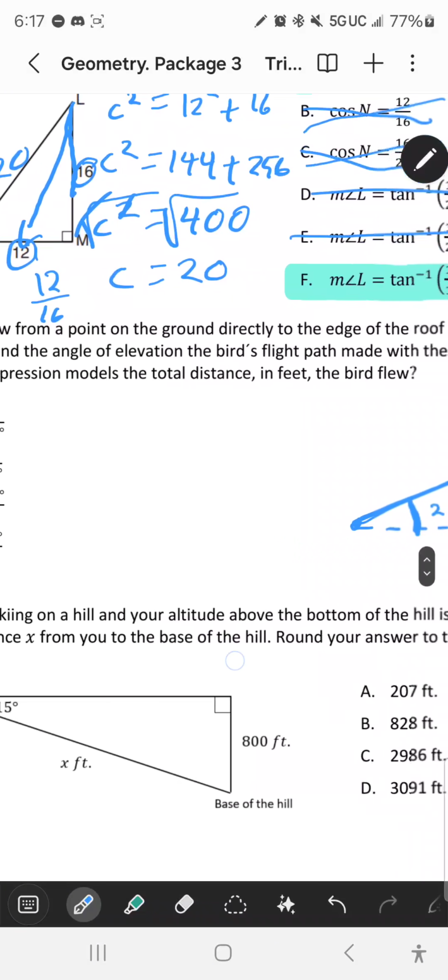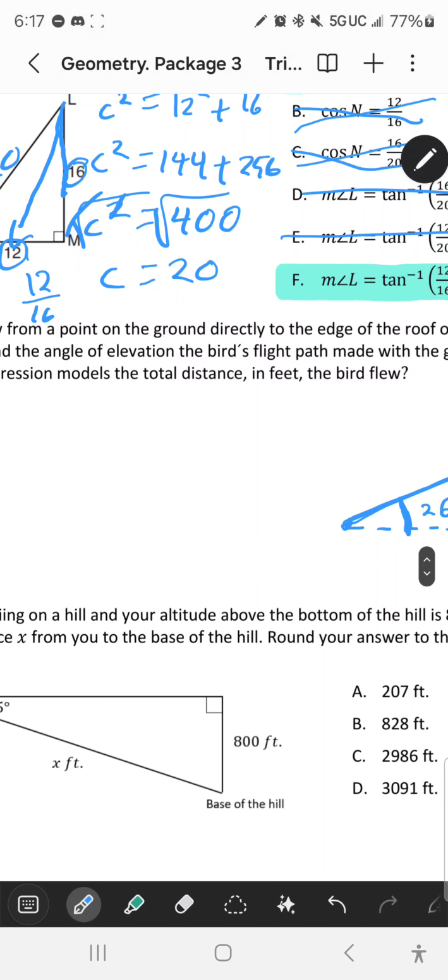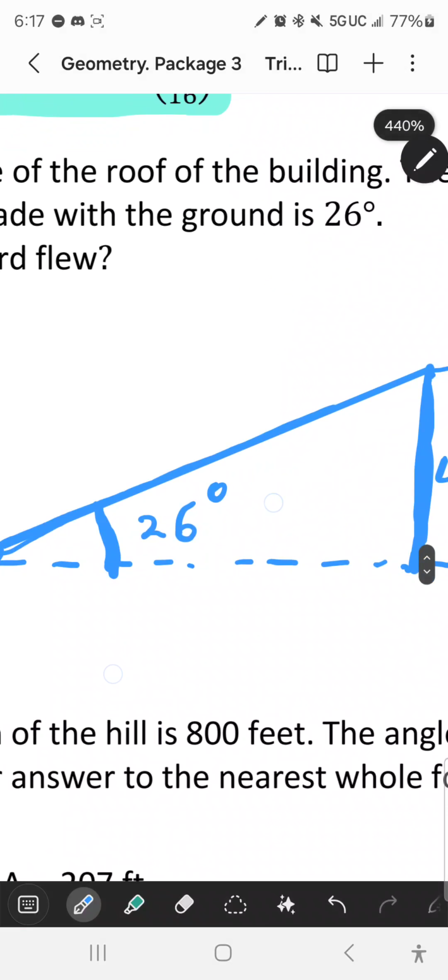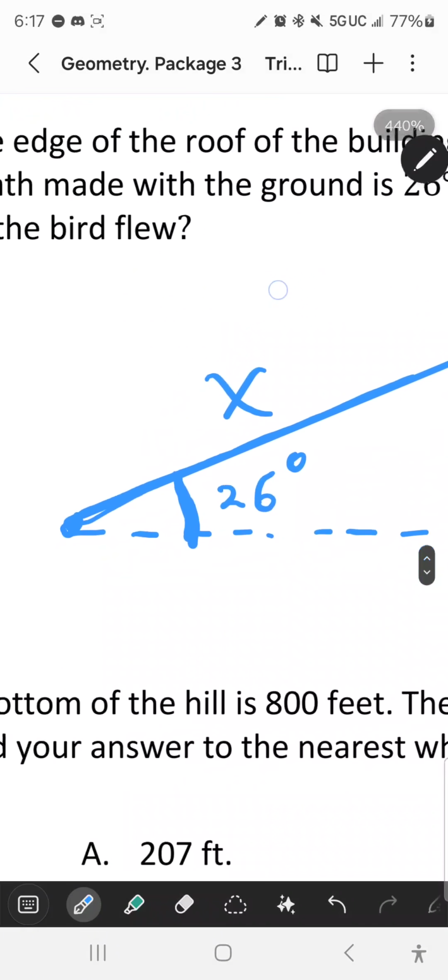Now, which expression models the total distance in feet the bird flew? So what we need is this: the total distance the bird flew.